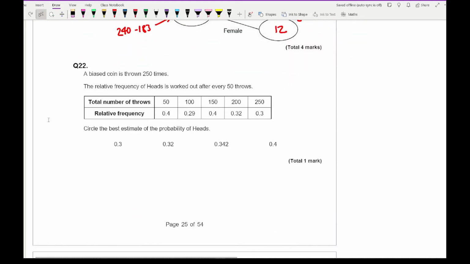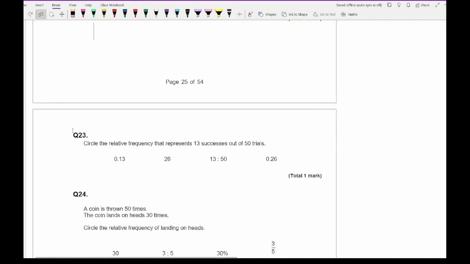Moving on to estimate probability now, it says that a biased coin is thrown 250 times. The relative frequency of heads is worked out after 50 throws. Click the best estimate for the probability of heads. Now the best estimate is always going to be the one with the most number of trials, and the one with the most number of trials is this last block here, and the relative frequency is 0.3, so that is the one that I want to be ticking.